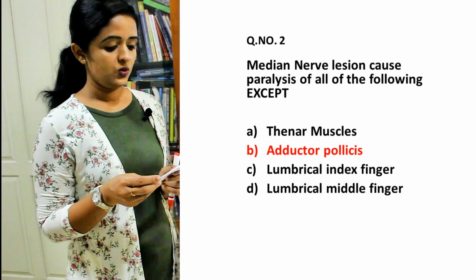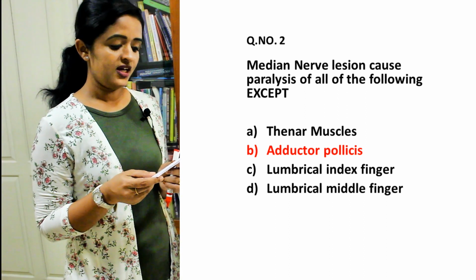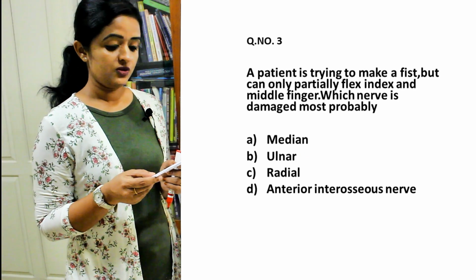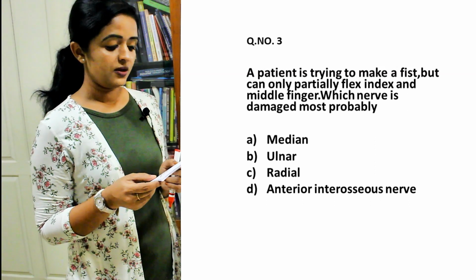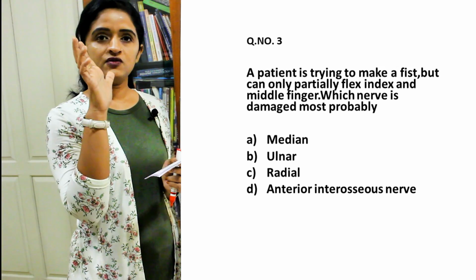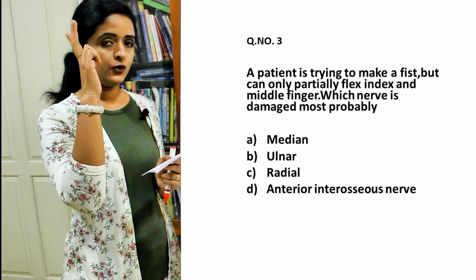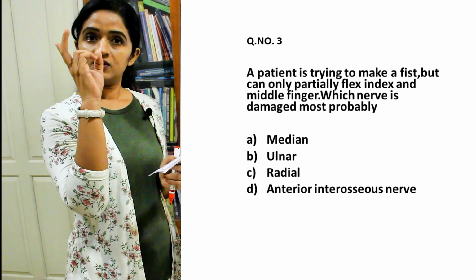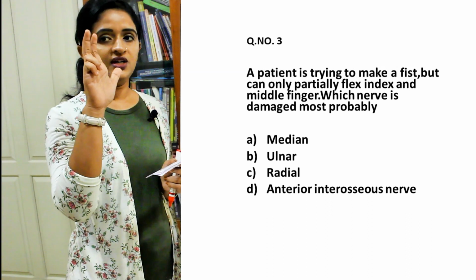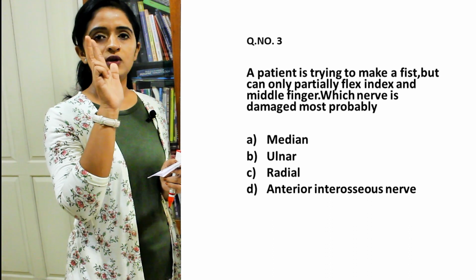Now we will move on to the next question. A patient is trying to make a fist but can only partially flex the index and middle finger. Which nerve is damaged most probably? The options are median nerve, ulnar nerve, radial nerve and anterior interosseous nerve. If you try to make a fist, it is like this. The patient is able to flex the ring and little finger, but he is not able to flex the index and middle finger properly. So his hand will be like this.